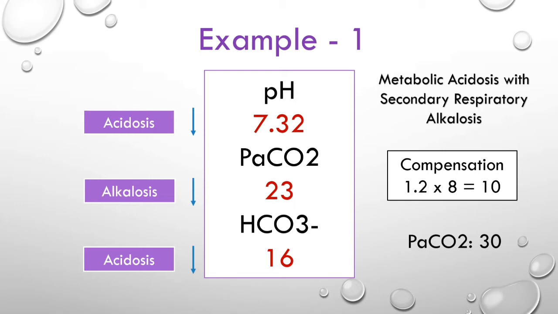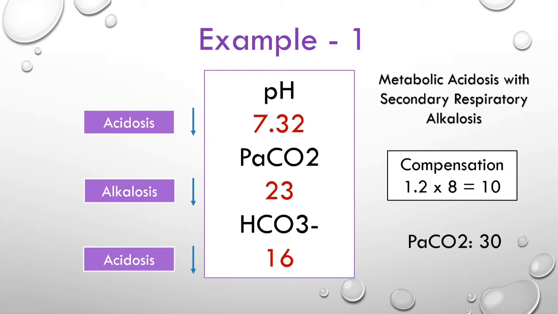In case of metabolic acidosis, where the pH is low, the respiratory system will try to bring the pH back to normal by decreasing the PaCO2 level. So here in the ABG, the PaCO2 level is surely decreased, but we do not know whether the decrease in PaCO2 is too much or too little for a given bicarbonate level, that is 16 milliequivalents per liter. So we need to find out with the formula, 1.2 times the change in bicarbonate level. The change in bicarbonate level here is 8, because the actual bicarb level is 16 and the normal would have been 24, so 24 minus 16 gives us 8.